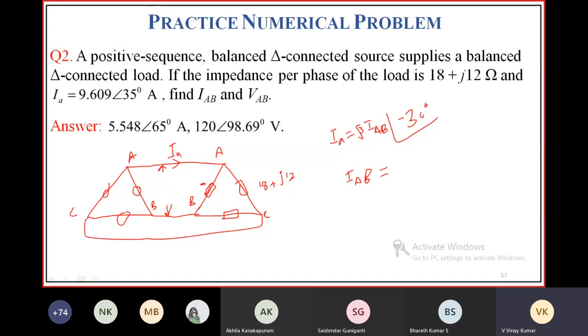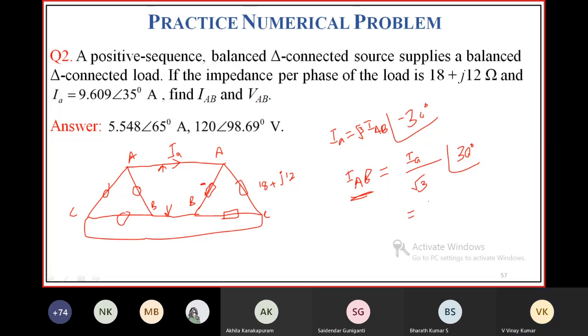Otherwise, you can also write phase current IAB equal to line current IA by root 3 at an angle of 30 degrees. Phase current leads line current by an angle of 30 degrees, and phase current is equal to line current by root 3, which is equal to 9.607 by root 3.